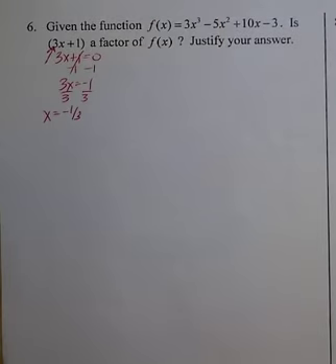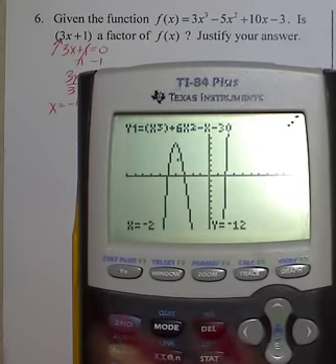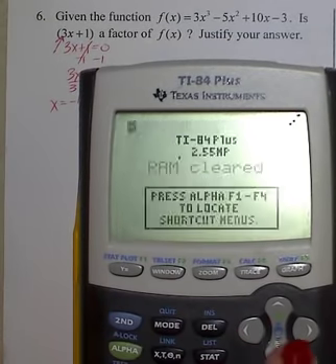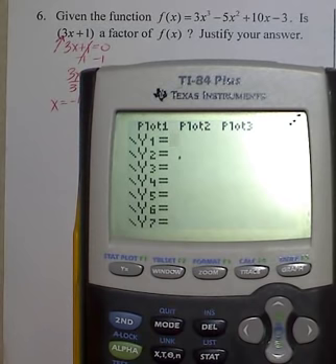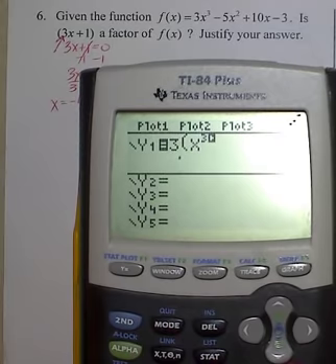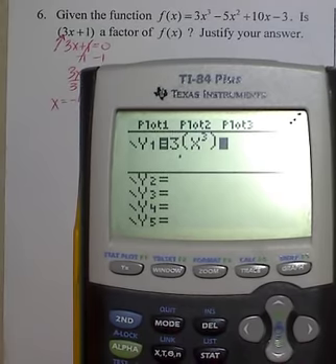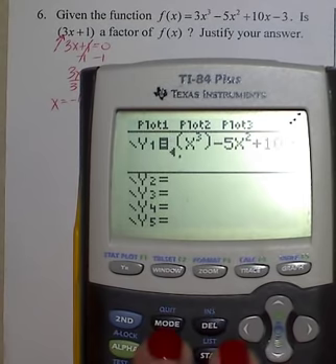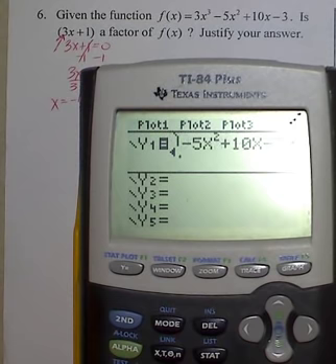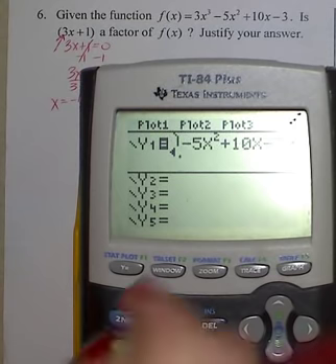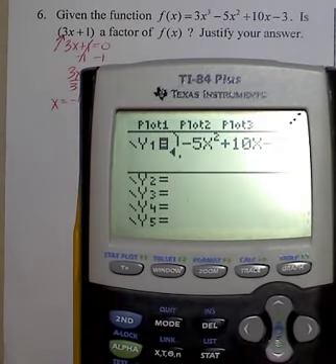Well, let's first check the answer in a calculator just so we know. Go up to y equals, I'm typing in 3x to the third minus 5x squared plus 10x minus 3. Without the math on the paper, you'll get no credit. So you have to show it on paper. This is a way for you to shortcut just to see is your answer right, okay?